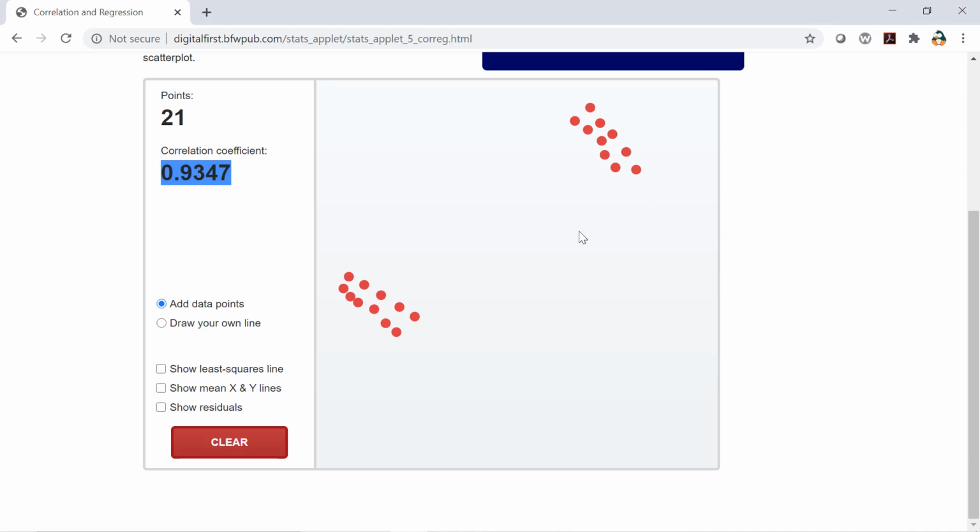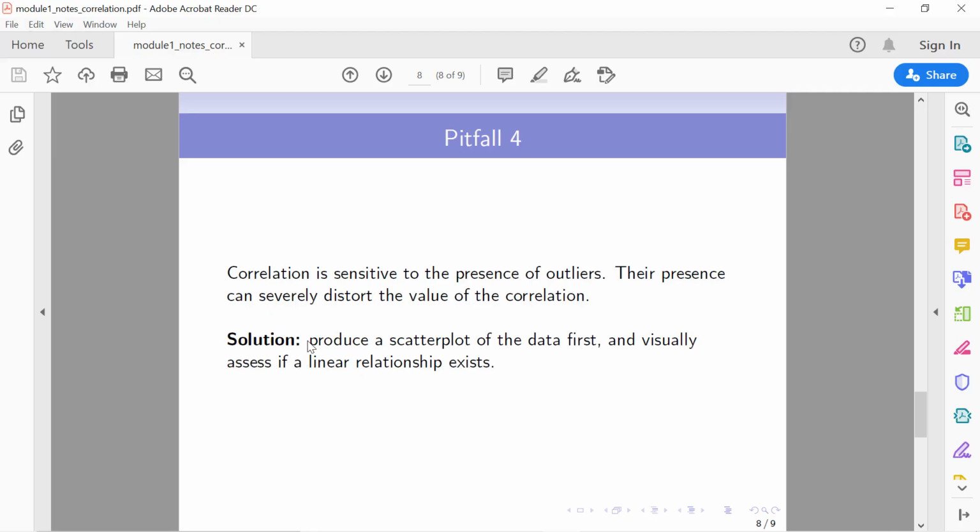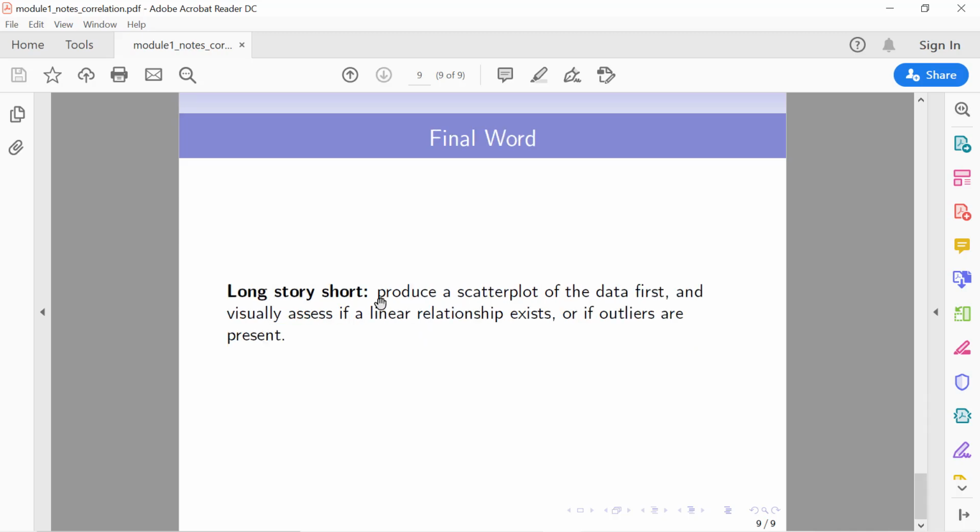Okay, so in all of these instances, notice I have the same solution. You should always produce the scatter plot first to visually assess if a linear relationship exists. Long story short, produce a scatter plot and then visually assess. Only then should you calculate the correlation and interpret its value.